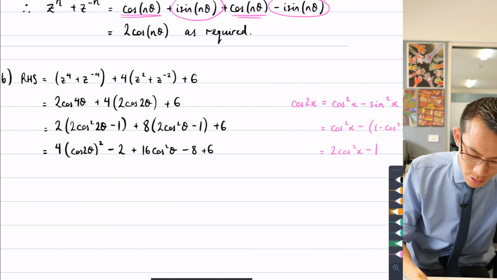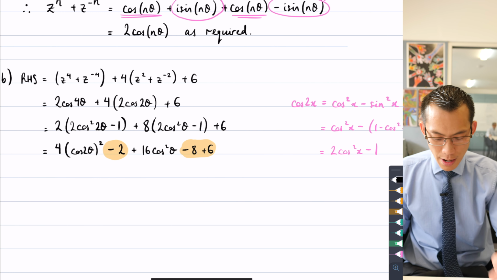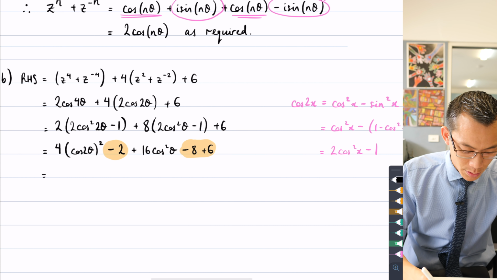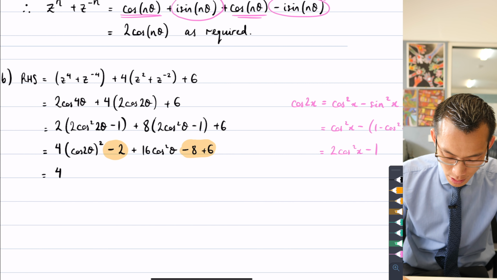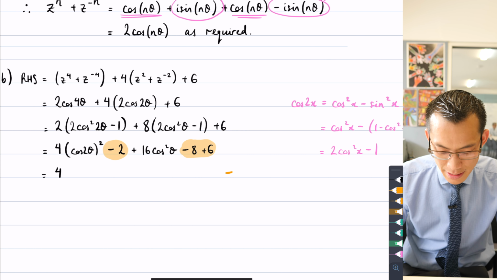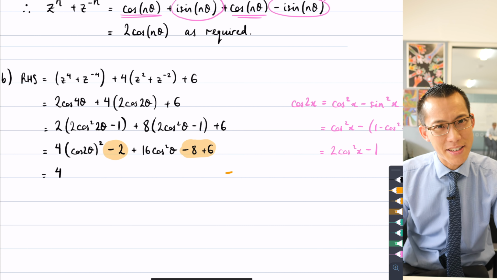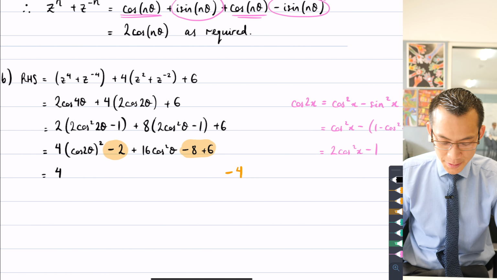So what I notice here is I've got a whole bunch of just constant terms. So what do I have here? The constant terms are all just going to be equal to, let's do it over the end here, hopefully I'll have enough space: minus 2 minus 8 plus 6, that's minus 10 plus 6, that's minus 4 there at the end.